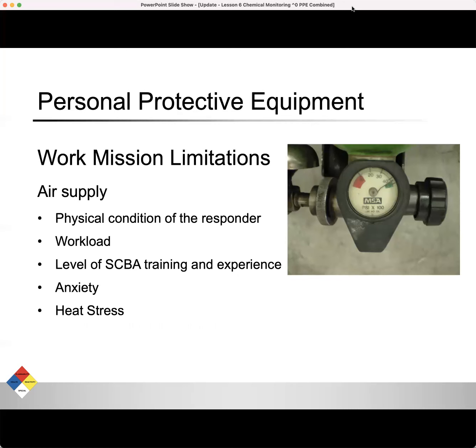So, are there some limitations on your work mission for the individual? One general category is air supply. So that's the physical condition of the responder. It is going to determine how much air, at what rate their air will be consumed, their workload, the level of SCBA training and experience, their anxiety level, and also heat stress.